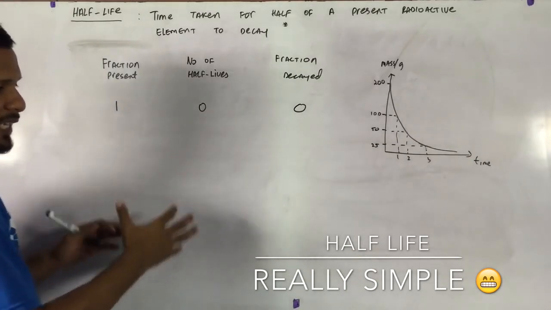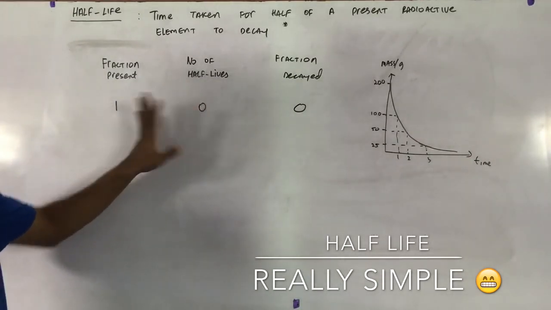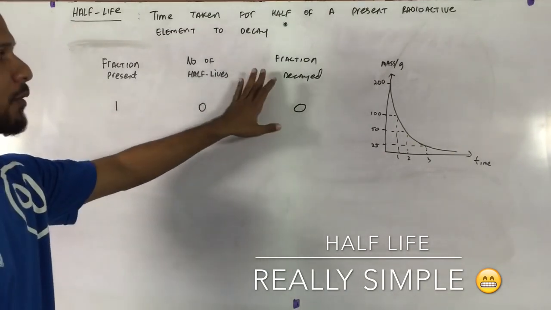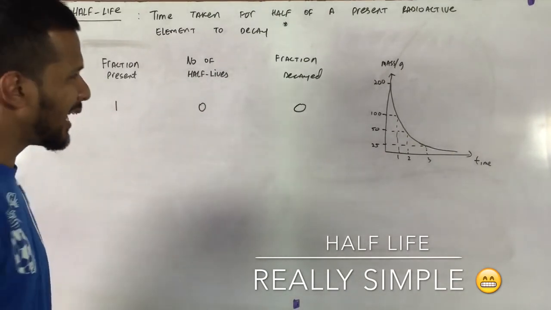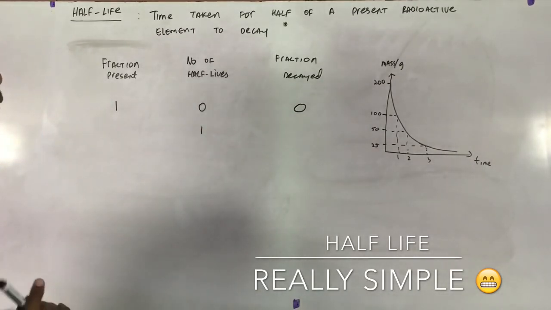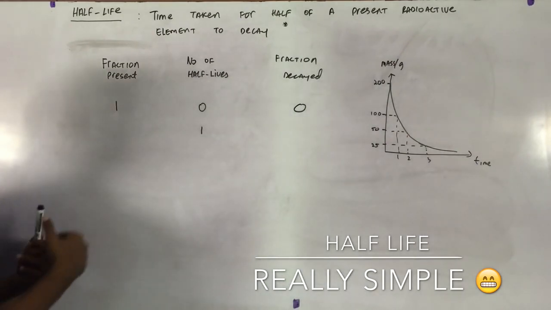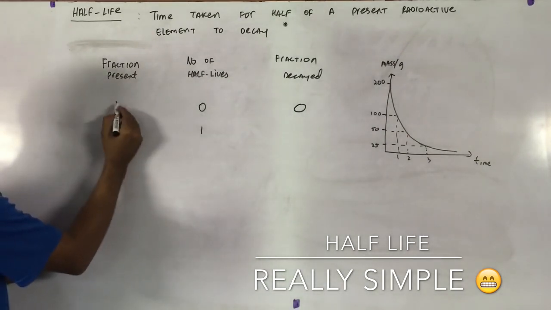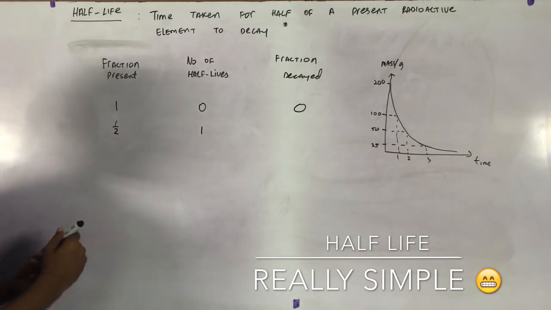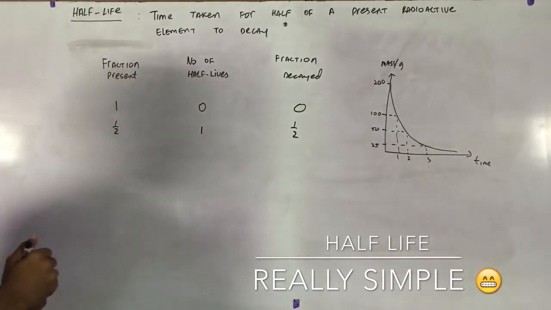So, let's say we started off with a whole, right? One whole. So, on 0 half-lives, we have a whole, and the amount decayed is 0. Let's say 1 half-life went. After 1 half-life, what will happen? What you would observe is that half of what you have would have decayed. So half would have decayed, which means you're left with a half.